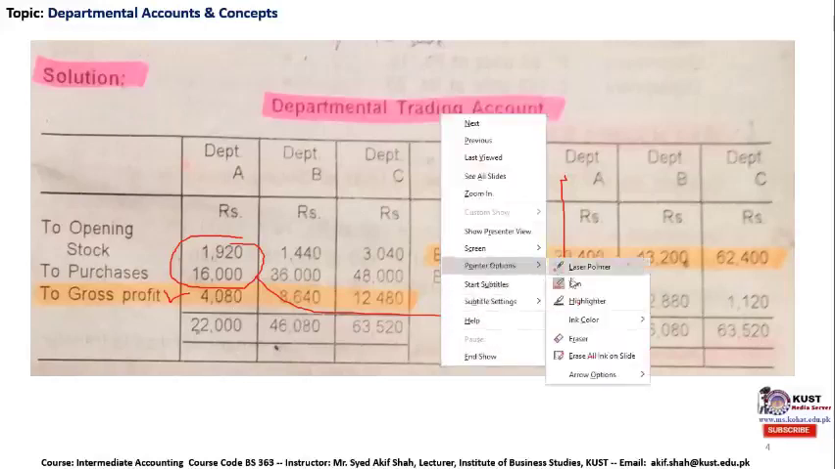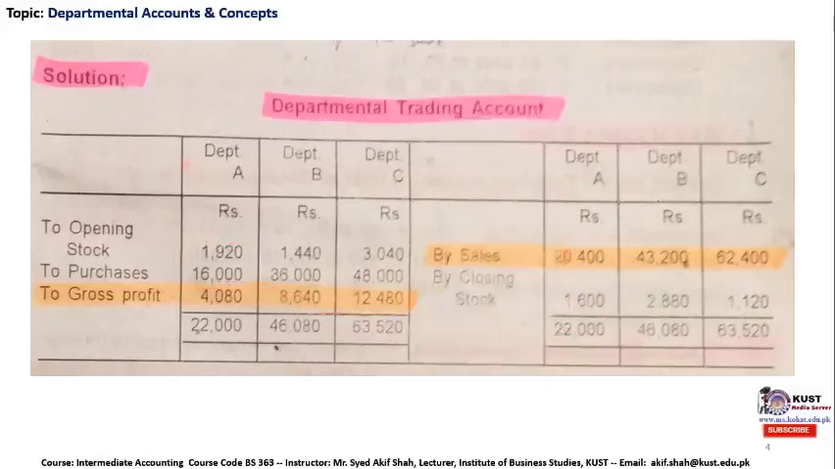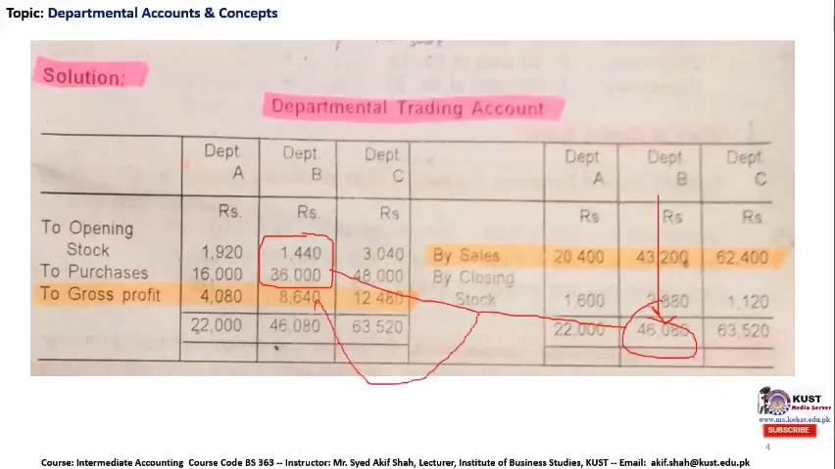Let's check out Department B. In Department B, once again we sum up the column and it comes up to 46,080. However, Department B's cost of production was quite a bit lesser than the sales volume. So after subtracting the opening and purchasing cost of inventory from our sales volume, we come up with 8,640 rupees of gross profit for Department B.